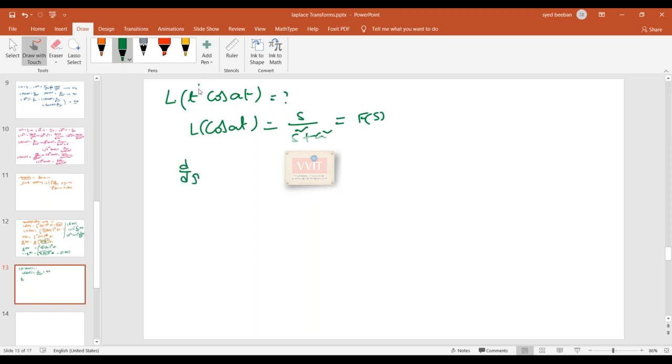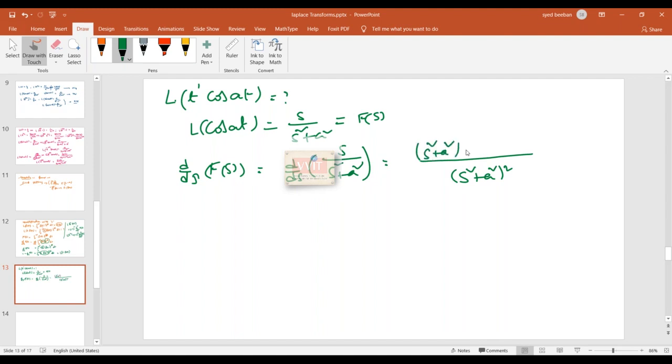Because t power 1, t power 1. So d by ds of f of s equals d by ds of s by s square plus a square, which equals the u by v formula: s square plus a square whole square in the denominator, s square plus a square times the differentiation of the numerator, which is 1, minus numerator times the differentiation of the denominator, 2s, because differentiation of s square is 2s, a is 0.